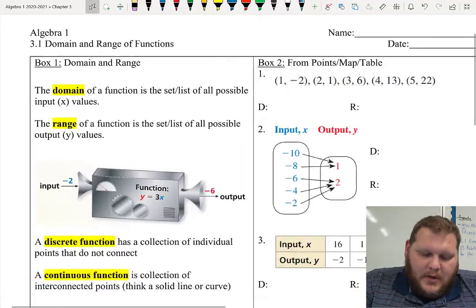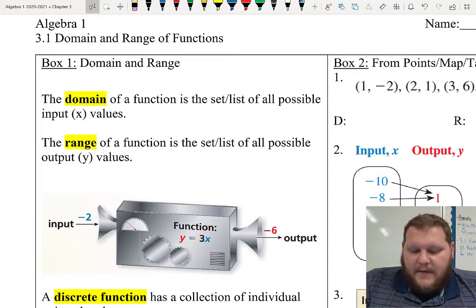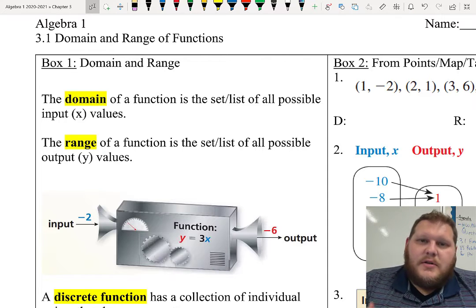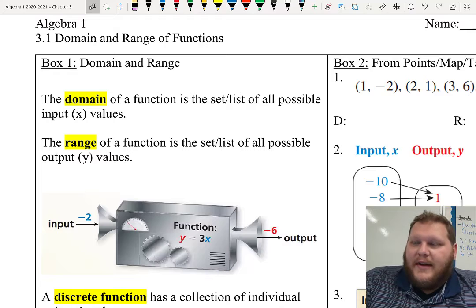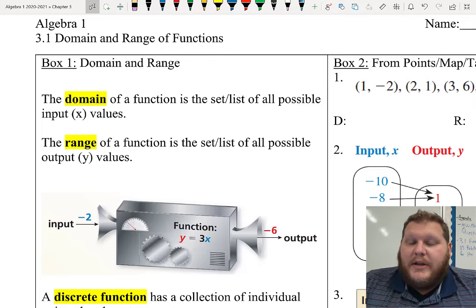So you can see our definition here in box 1 for domain and range. The domain of the function is just a list or a set of all the possibilities for our x values or inputs. And then our range, defined the opposite way, is a list of all of the possibilities for our y values or our outputs. So we have two different ways that our domain and range can be written, and it really depends on what kind of function we have.